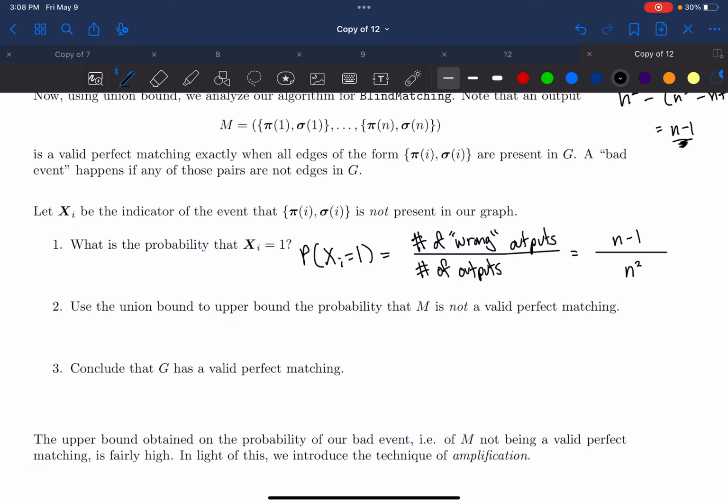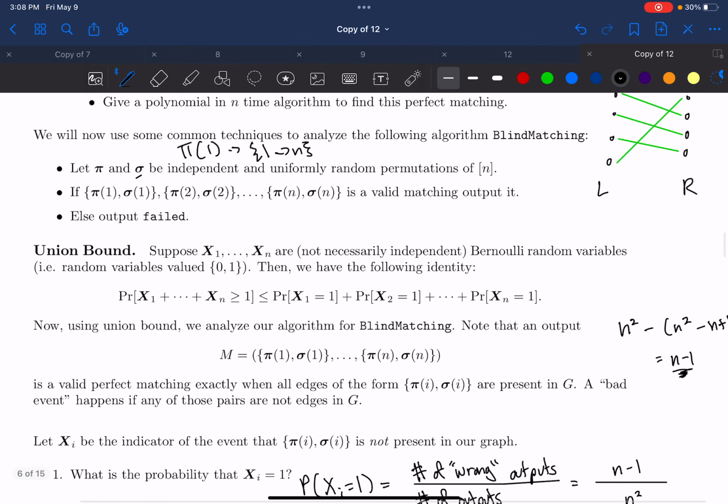Part 2 then is asking us to use union bound, which we skipped over earlier, and we're going to use that to upper bound the probability that M is not a perfect matching. So looking at union bound here, what we're told is that given some not necessarily independent Bernoulli random variables, x1 to xn, then we have the following identity, where the probability that the sum of these Bernoullis being greater than or equal to 1 is less than or equal to the sum of the individual probabilities.